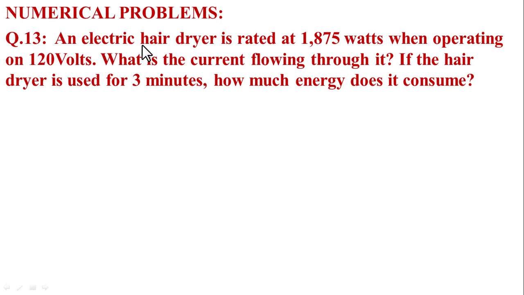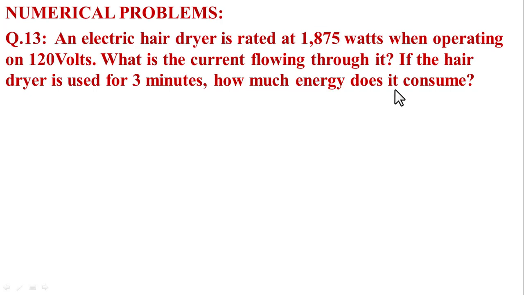An electric hair dryer is rated at 1875 volts when operating on 120 volts. What is the current flowing through it? If the hair dryer is used for 3 minutes, how much energy does it consume?